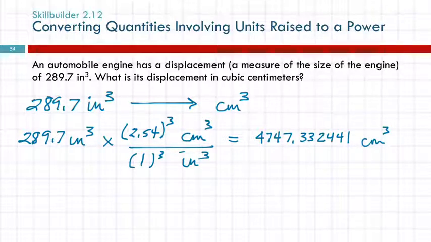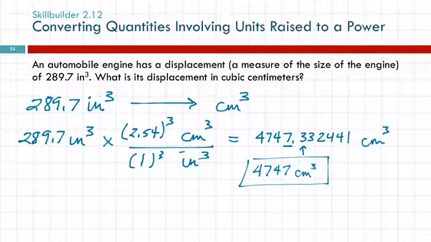4. This 2.54 to 1 inch, that's exact. Our starting number had 4, so this should have 4. That means the uncertain digit is the fourth one over, 4747, 1, 2, 3, 4. I look at the next number to see if I need to round up or down, and so 4747 cubic centimeters. Any questions? Yes? Can you just write down the 16.38? You can. Cube conversion? Yes, you can. Any other questions?